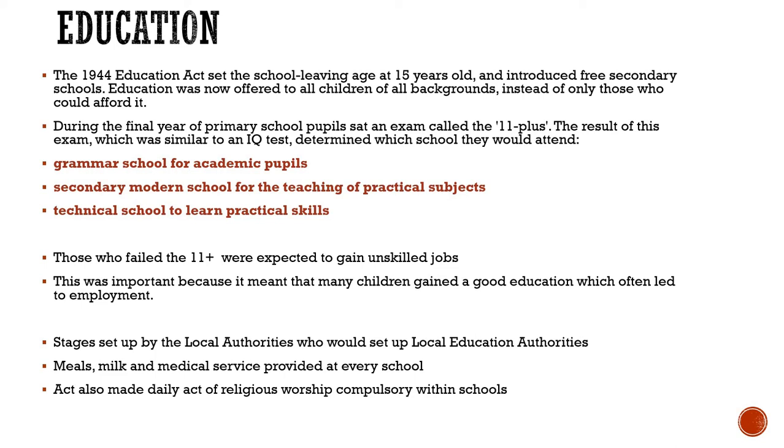This is important because it meant that many children gained a good education, which often led to employment. So it meant that children from poorer backgrounds who perhaps had the intelligence to do so, or what the government thought was intelligence, obviously this can be measured in lots of different ways now, but we'll get to that in a second, would go on and have the chance to go to university in a way that they didn't before.